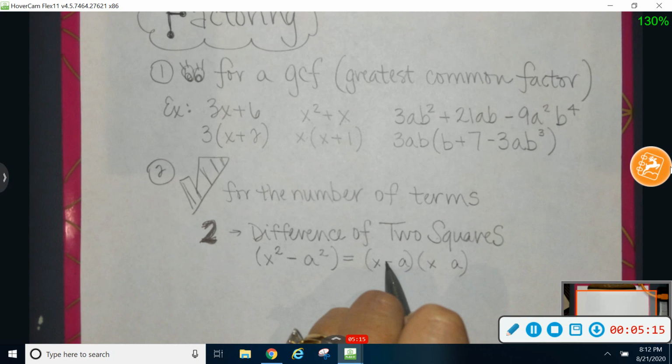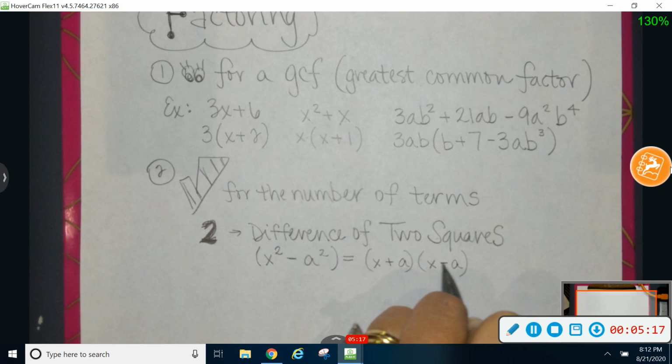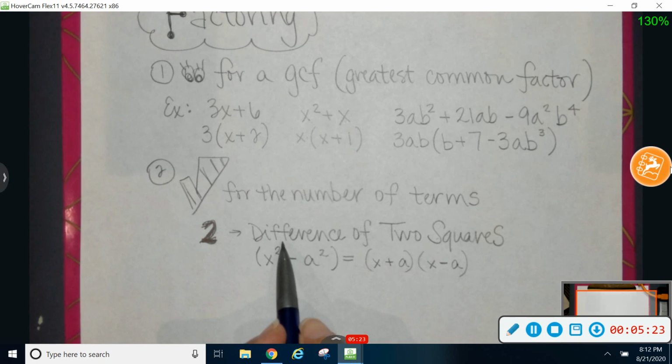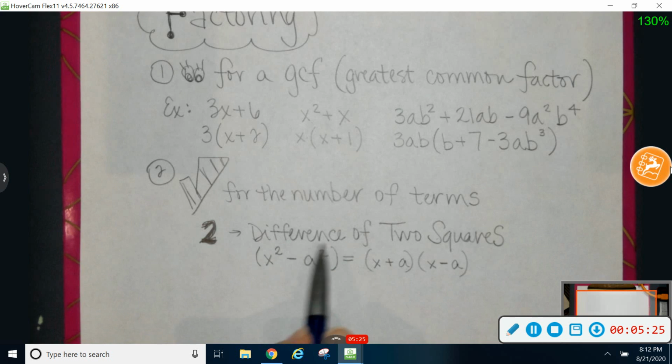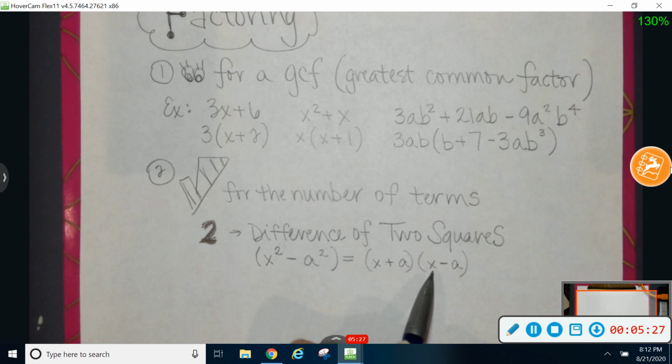Then I'll get one with a plus. One factor will carry a plus. The other one will carry a minus. So if I have two squares that are a difference, this will only work for a difference, then I can break it up to square root of the first, square root of the second, one factor with a plus, one factor with a minus.